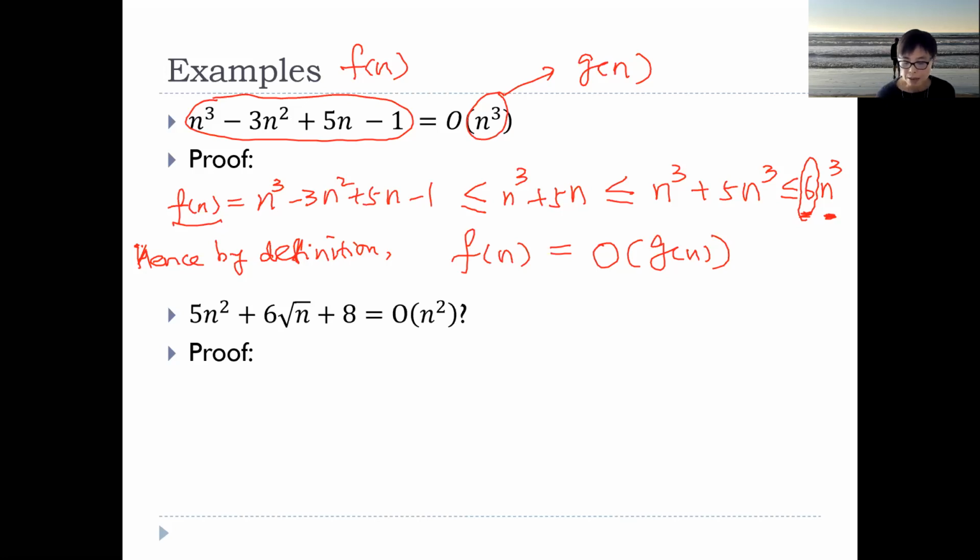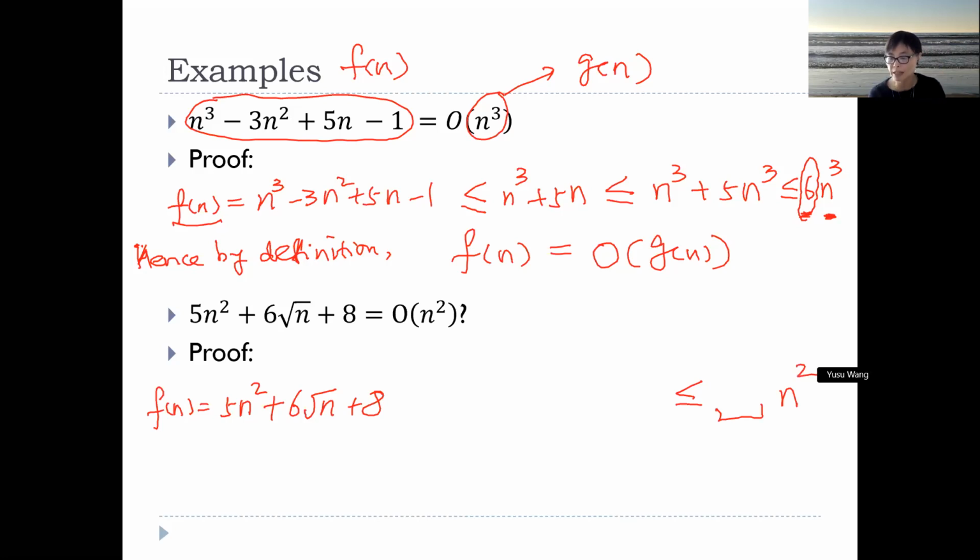So the second example is similar. To prove that this is in big O of n squared, we say f of n equals 5n squared plus 6 square root of n plus 8. Our goal is to find that this is smaller than some constant times n squared, and this needs to be a constant. I don't even care what that constant is. It can be 100, 1,000, 10,000, as long as it's a constant. So I can be pretty relaxed when I try to bound it.